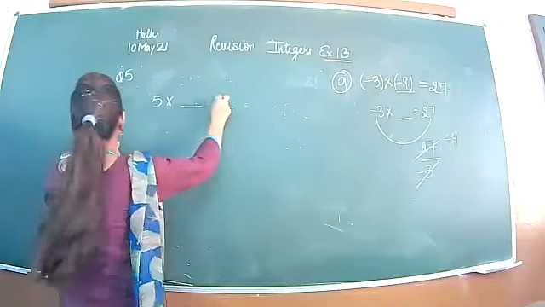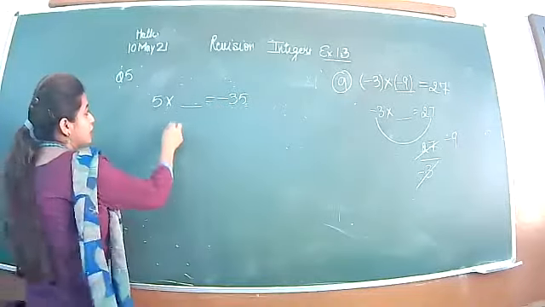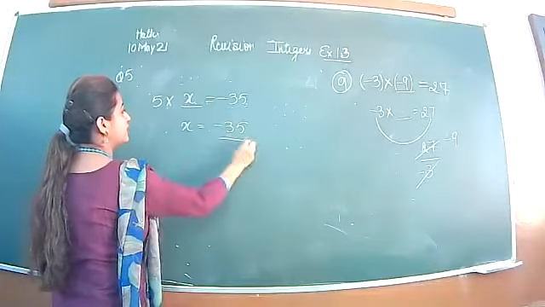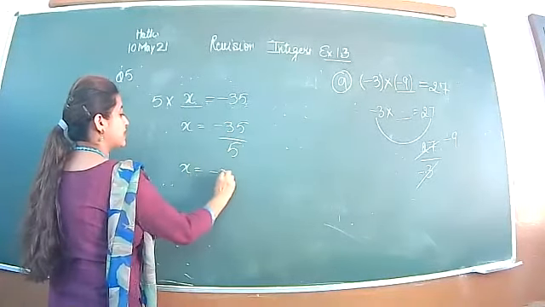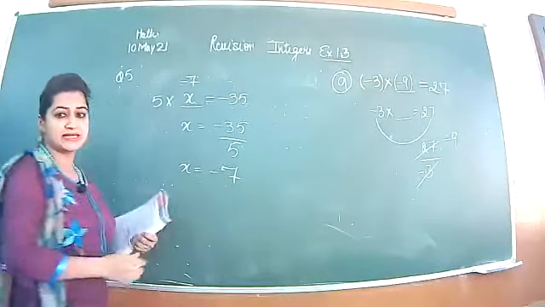5 will be multiplied by which number to get minus 35 as answer? So you will find the value of x by minus 35 divided by 5, that is minus 7. So your answer is minus 7, you will write.